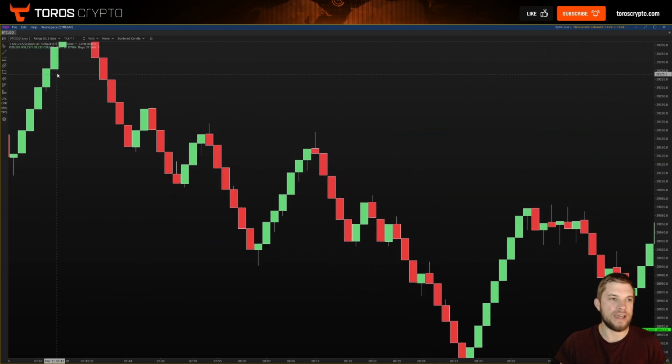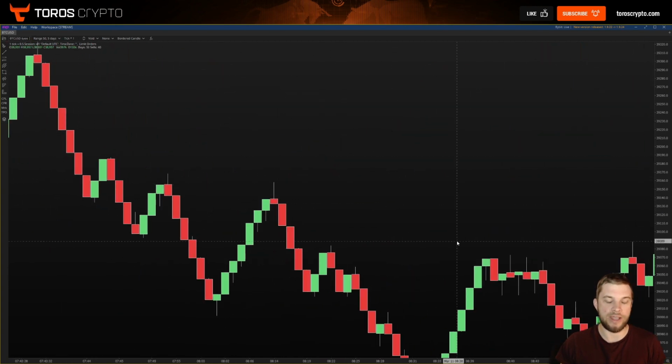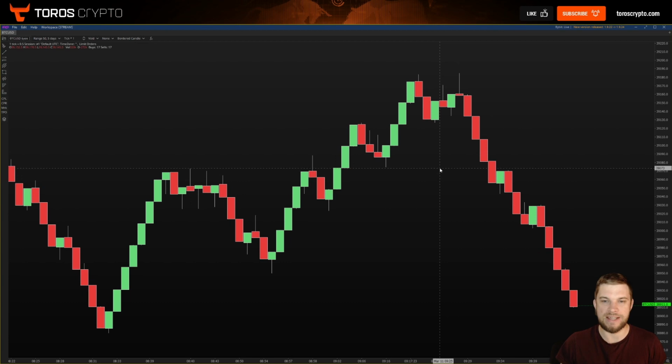You will now and again, especially during periods of high volatility, it may group some of this data so you get a slightly bigger candle, but that's just because, again, it's grouping trades together. Don't worry too much about that. It doesn't happen very often.